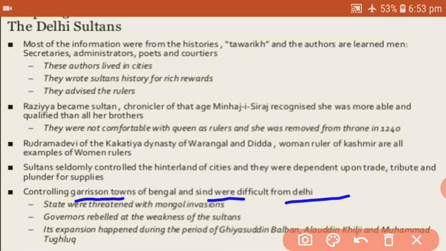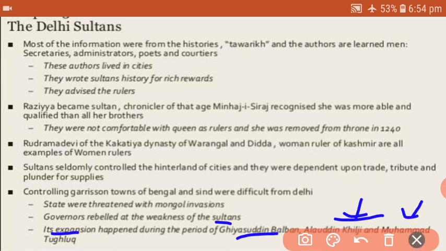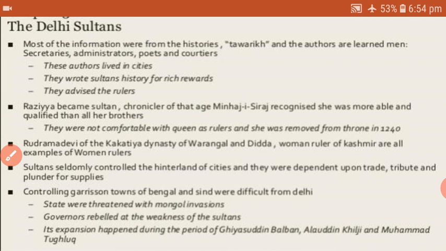And what happened then? States were threatened with Mongol invasions. Because the sultans were not able to give them protection, there was a continuous threat of Mongol invasion, and even internal rebellions, like governors, because of the weakness of the sultans, started declaring themselves as rulers. As for its expansion, the Delhi Sultanate expanded during the period of Ghiyasuddin Balban and Alauddin Khilji, and even Muhammad Tughlaq. During their reign, the expansion of the Delhi Sultanate took place.